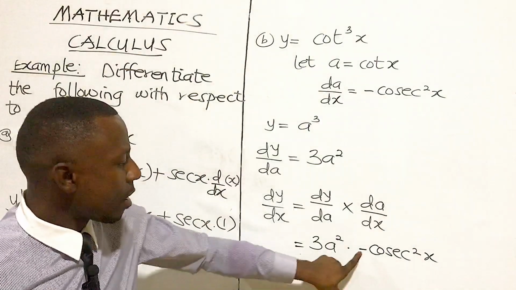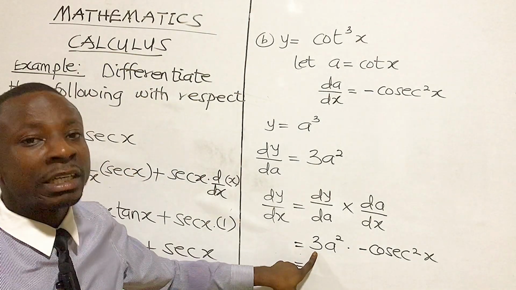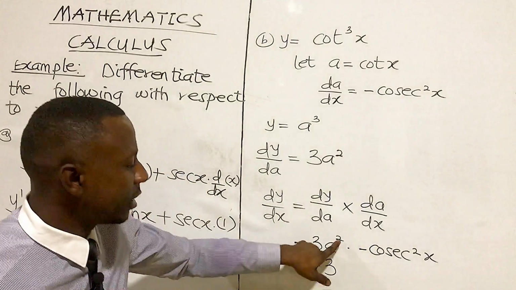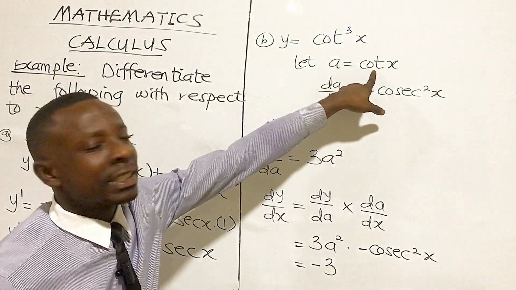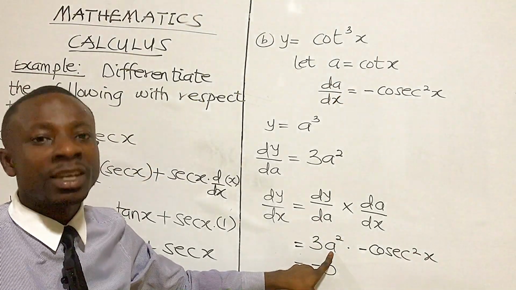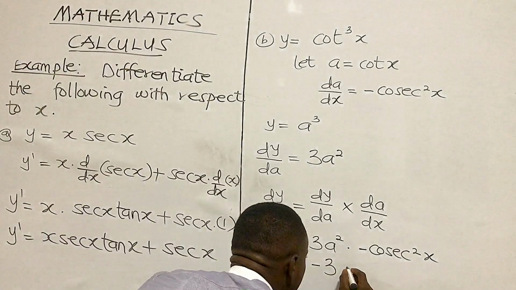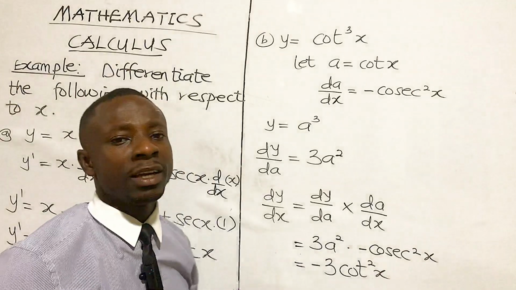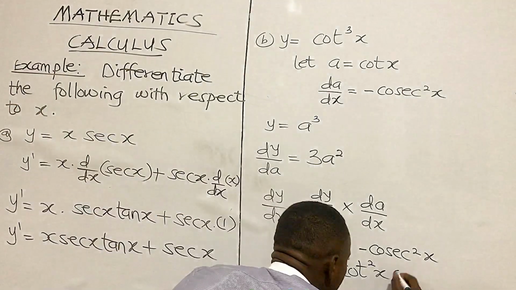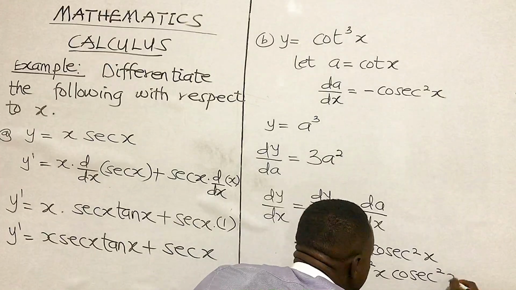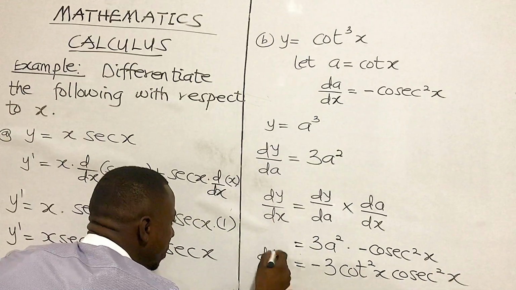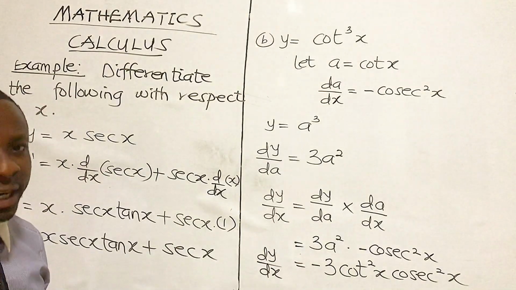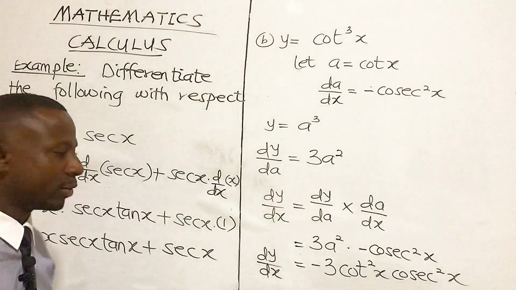Now from here, because of the negative, we are going to write it in front. So we have minus 3a squared, but we know that a is cot x. So I'm going to substitute cot x here. It's going to give us cot squared x, then multiplying cosec squared x. And this is going to be the final answer for dy over dx. Let's look at the next example.